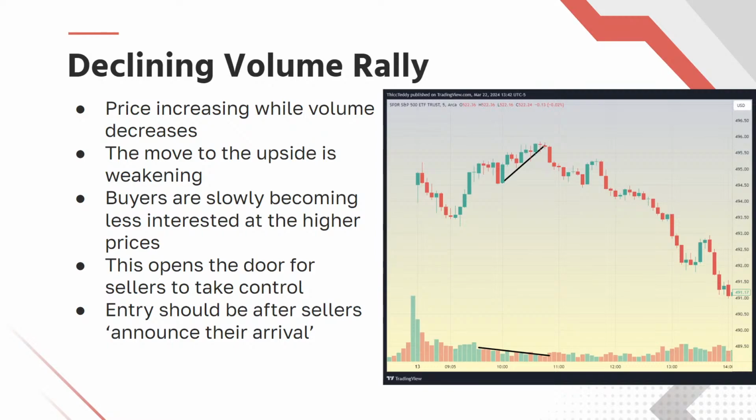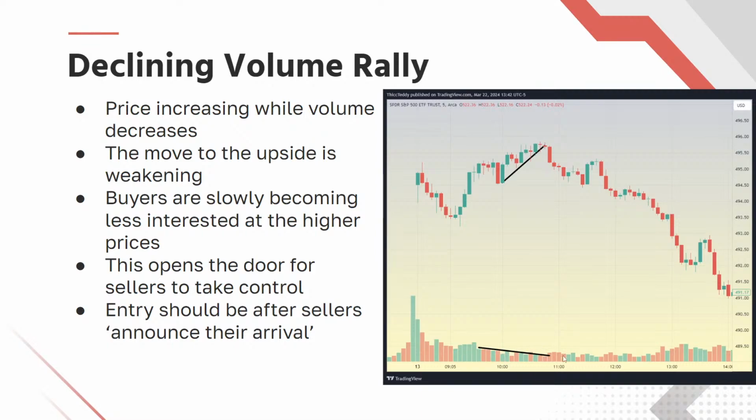Okay, number 2 is going to be a declining volume rally. What I mean by this is when price is increasing while volume decreases. And this example is pretty much textbook. You see the price here, it's increasing. We're slowly seeing a few higher lows here. Price starts right in this 494.50 area, and then we get all the way up above 495.50. So we move over $1 while volume is declining.